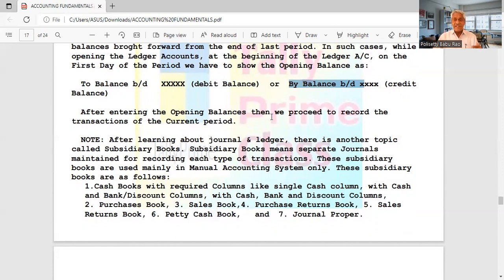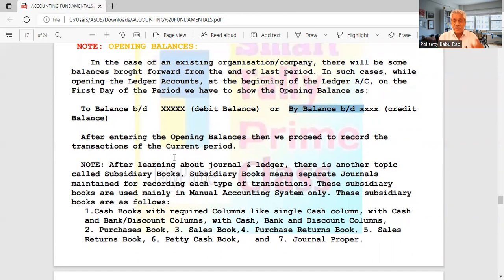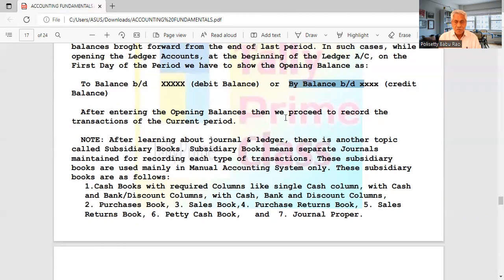At the end of the period, again, it's the same procedure. We have to balance the account, find out the difference, write it on the lesser side so as to tally both the sides, and bring it down to the next period. So the balance carried down at the end of the period becomes the balance brought down at the beginning of the next period. Okay, so this is about the opening balances. If in an account there is no balance, we need not take any balance. Just continue to record the transactions of the current period. So this is about the opening balances.